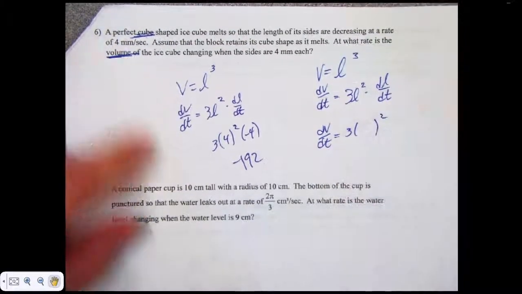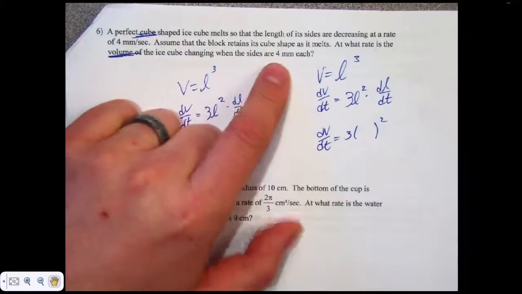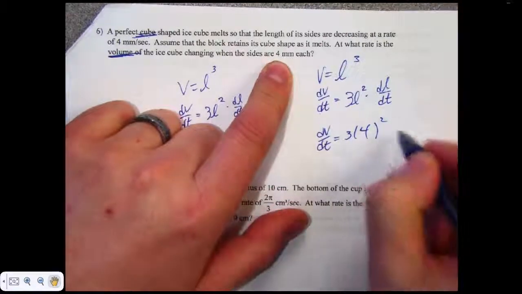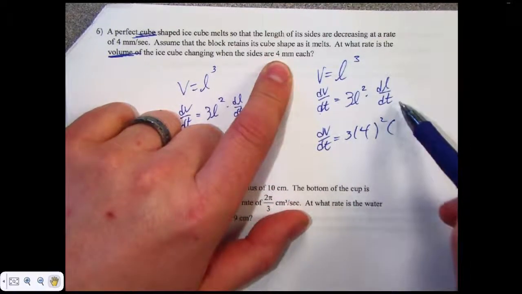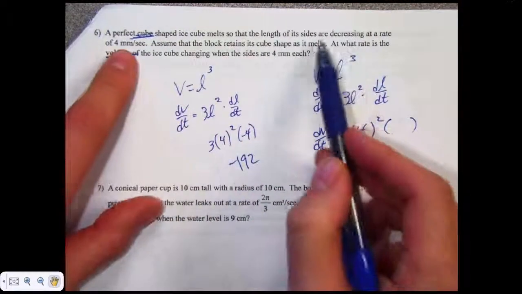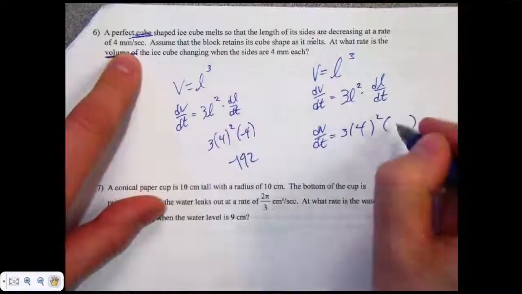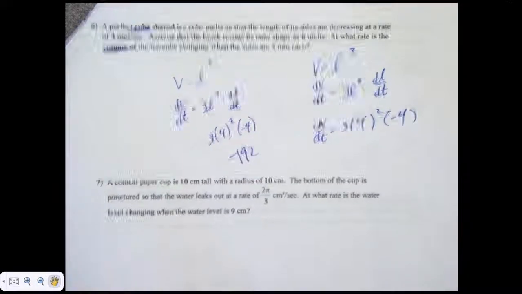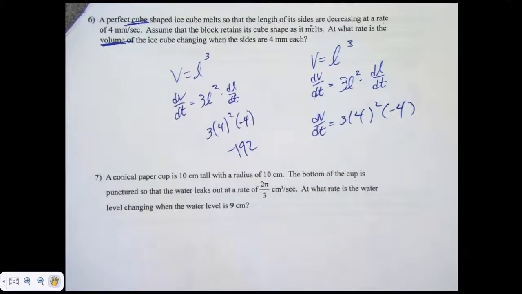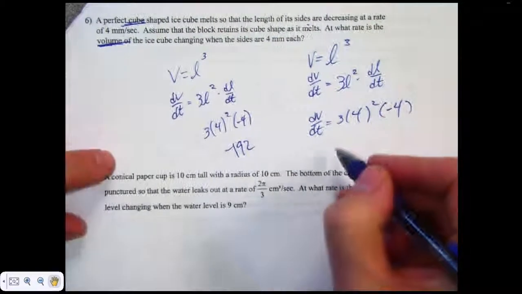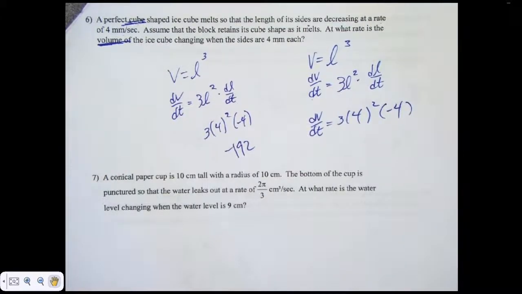Do I know L? I do. The length is 4. Do I know dL/dt? It tells me the sides are decreasing at a rate of 4, so that's negative 4. And then I've got all my variables except for the one, so I just multiply. That's the negative word. And then you multiply them out. But I know that makes it seem easy when I just talk through it. So where are you getting stuck? Does that help? If it doesn't, where's the hard part?